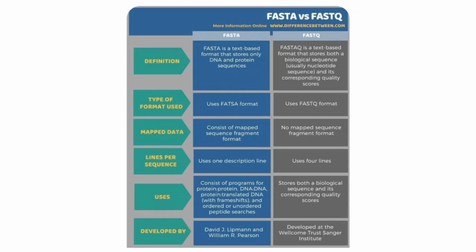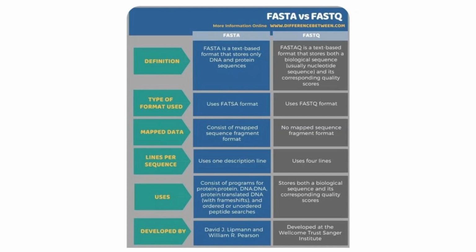The FASTA tool had many modifications over time, and the latest version consists of programs for protein, DNA, protein translated DNA, and ordered or unordered peptide searches. The FASTA reads a given nucleotide or amino acid sequence and looks for the corresponding sequence database by using local sequence alignment to find matches of similar database sequences.